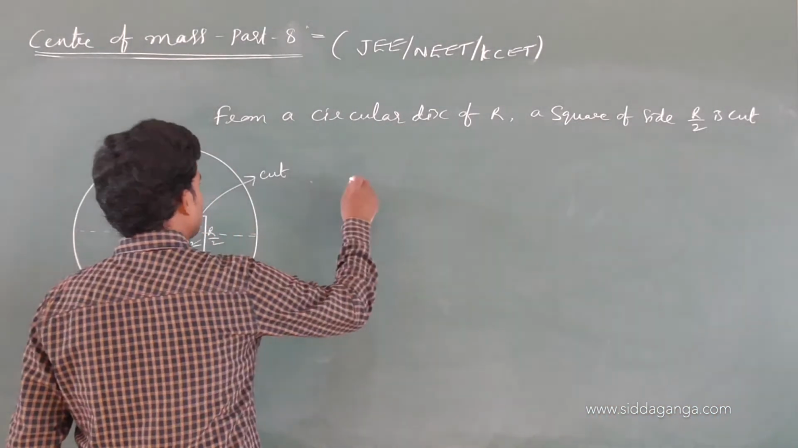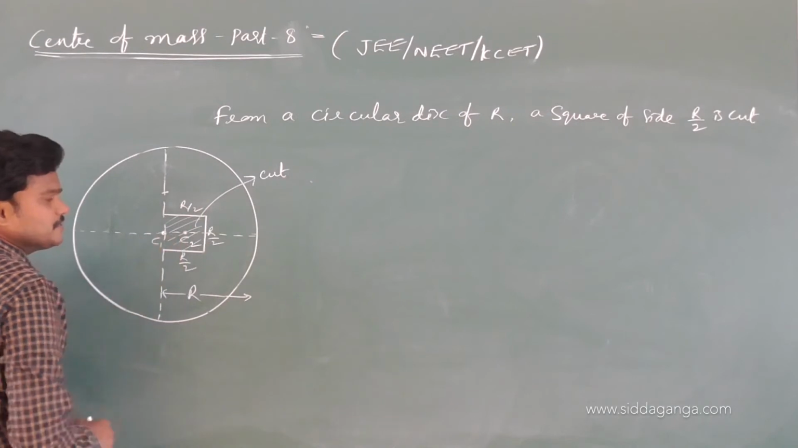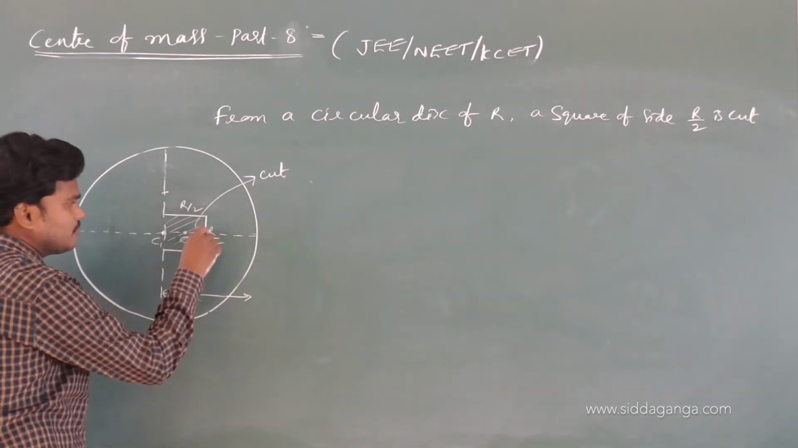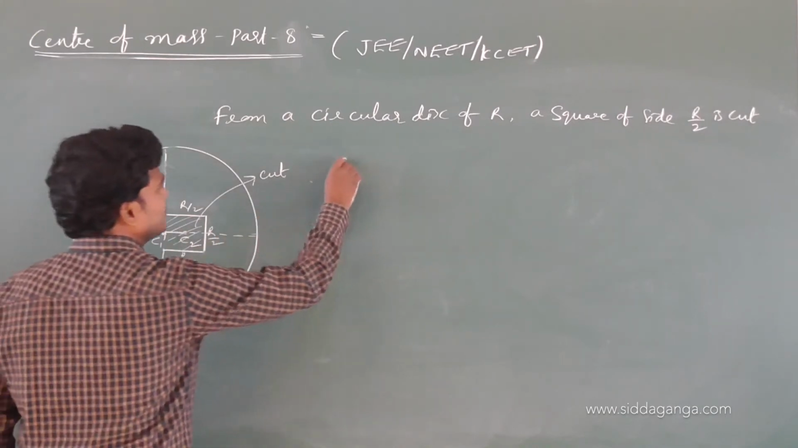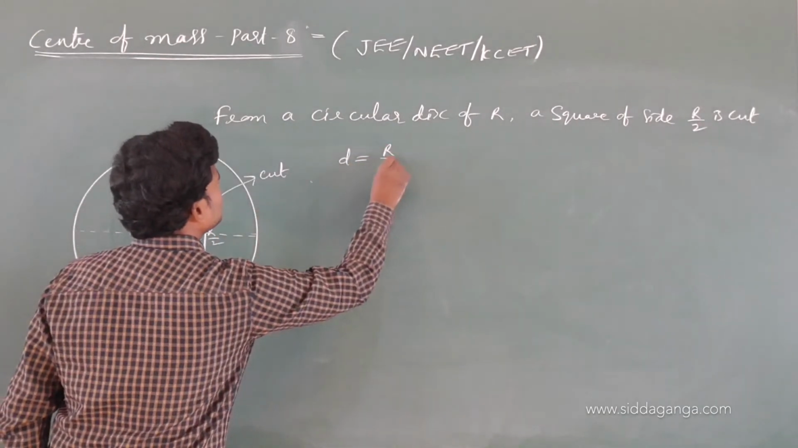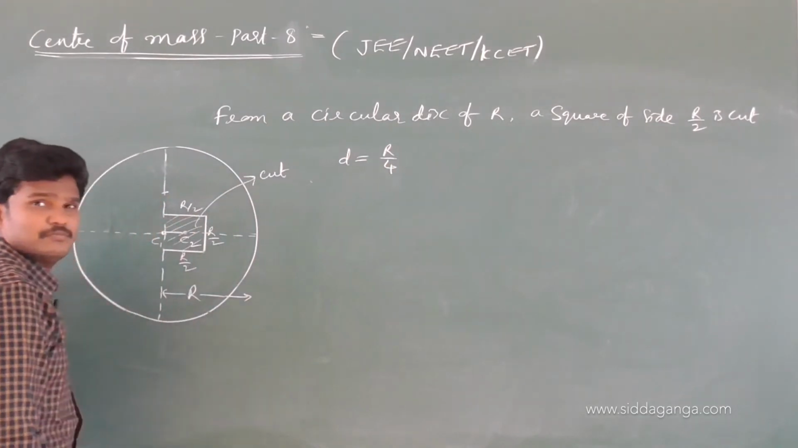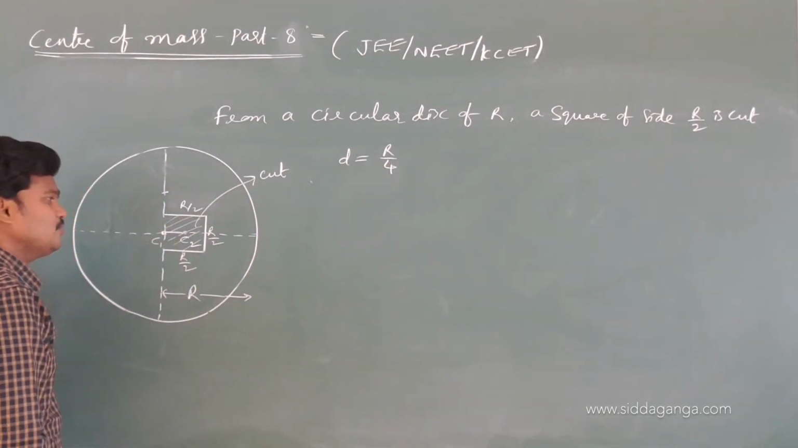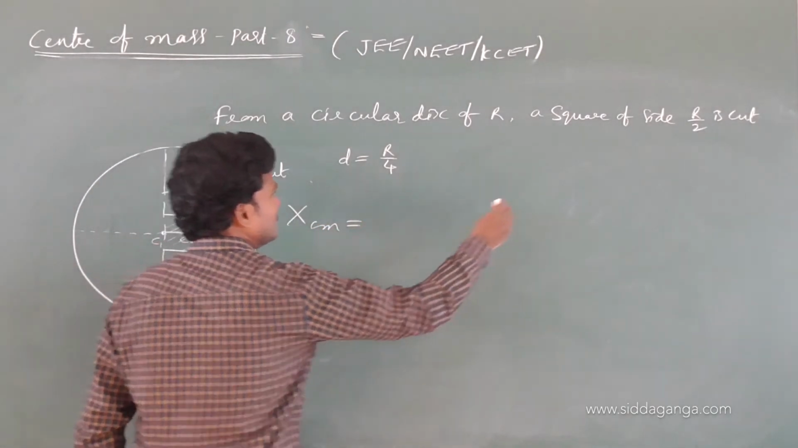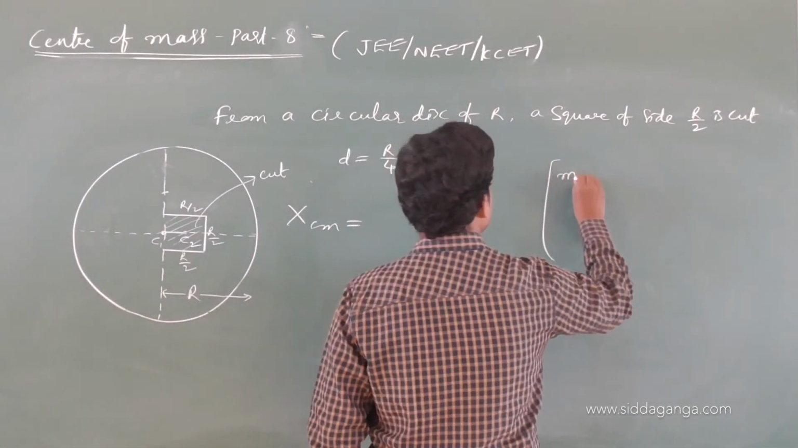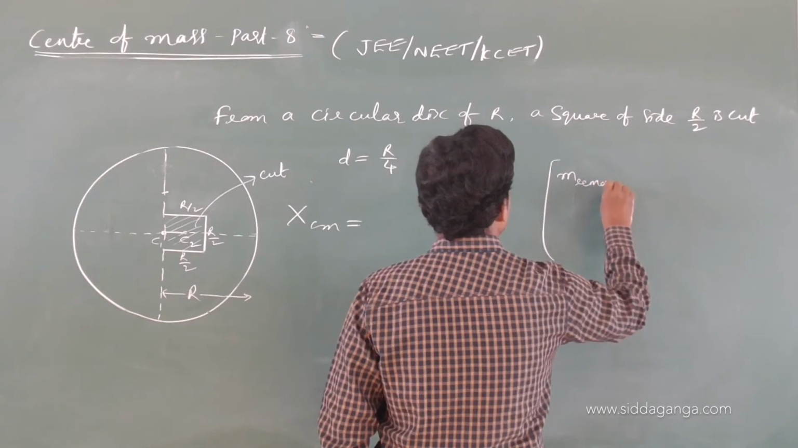So, what is the distance between these two centers? This side is r by 2, and what is this distance? R by 4. Distance between two centers is r by 4. Now, XCM is equal to mass removed into distance by total mass. What is the mass removed? You try to solve it.